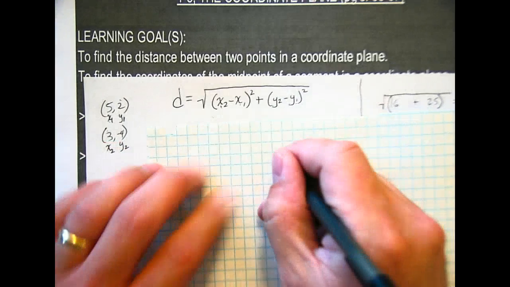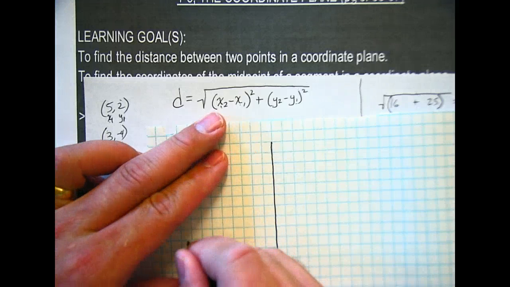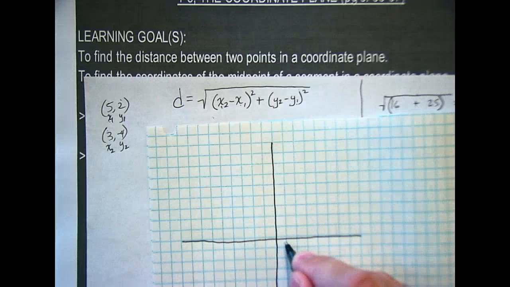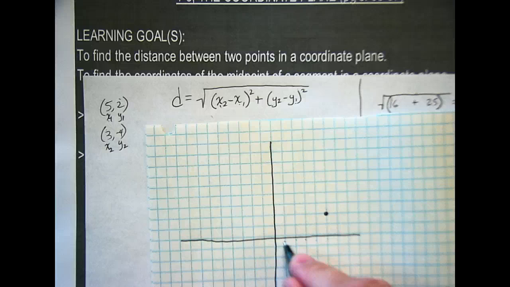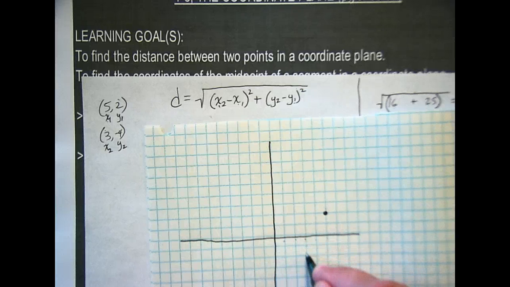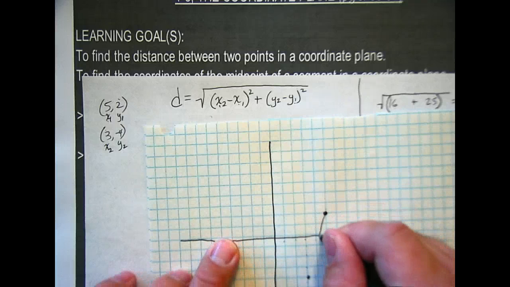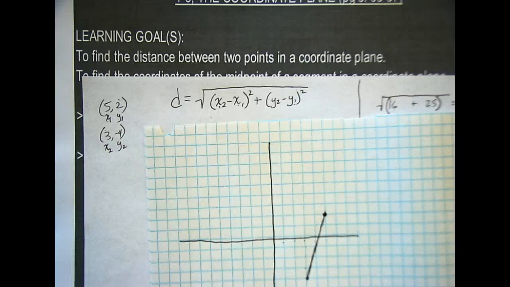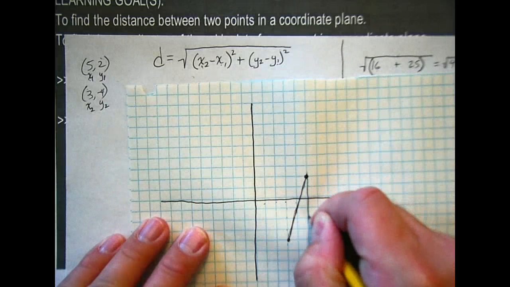Okay, so if I have the xy axis here, and I plot (5, 2), and I plot (3, -4), and I draw that line connecting the 2 points, that's the distance I just found. Using that information, I'm going to make a right triangle out of this.